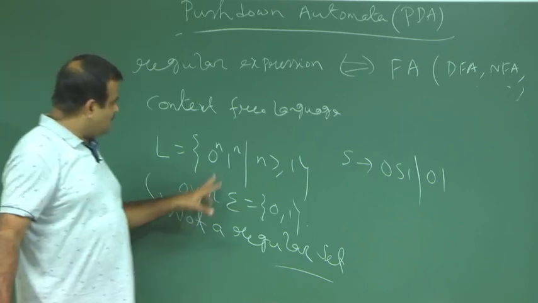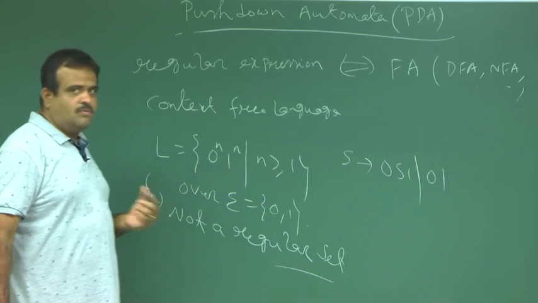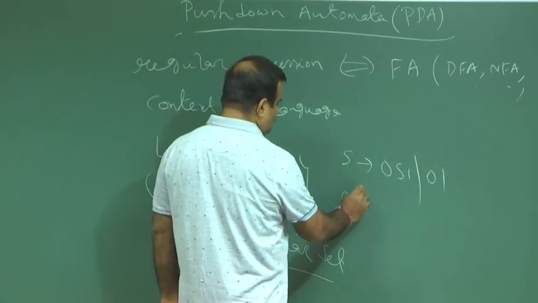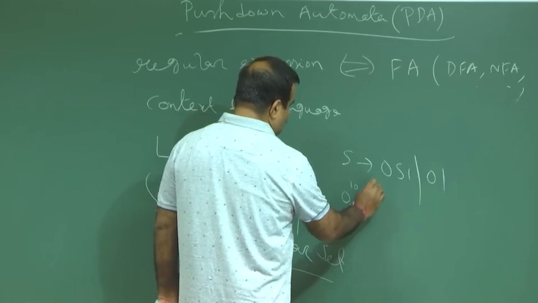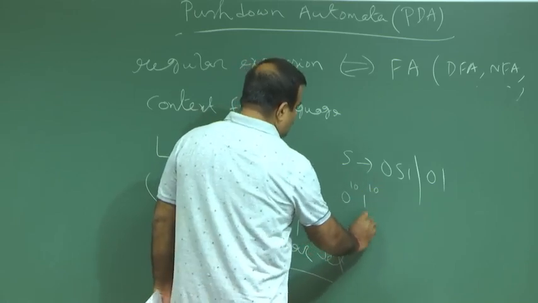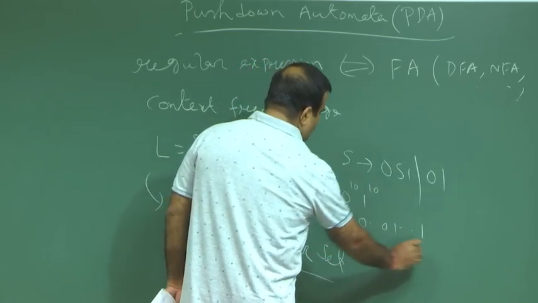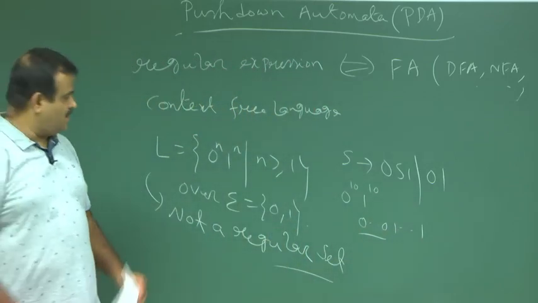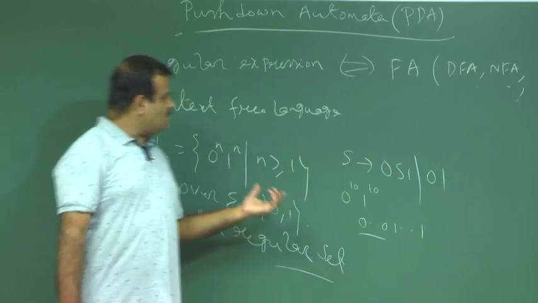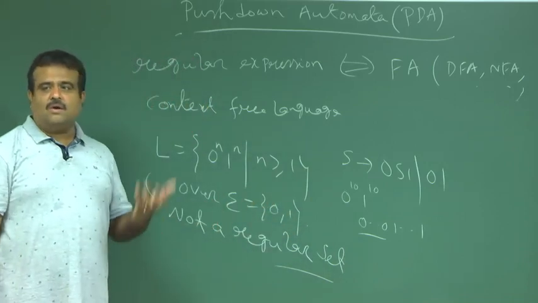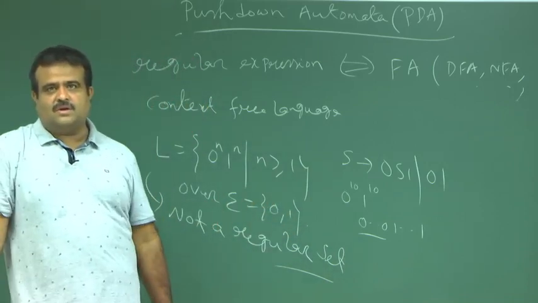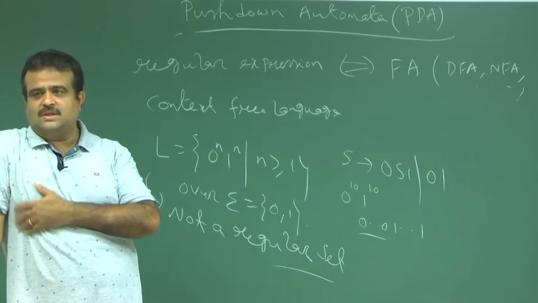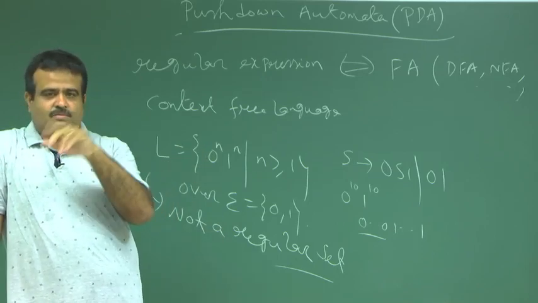Because for acceptance of this, we need to count how many ones we have. For example, it has to accept 0 to the power 10, 1 to the power 10, that is 10 zeros followed by 10 ones, or any form like 0 to the power 100, 1 to the power 100. Now, in the finite automata, there is no way we can count how many zeros we have encountered so far, so that we will encounter the same number of ones when we read the input as 1.